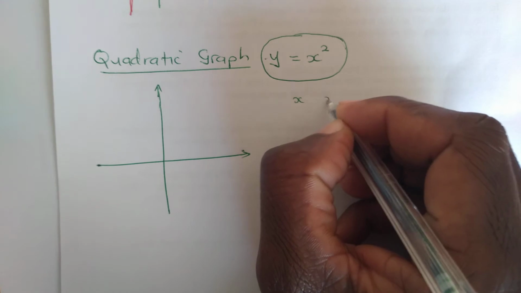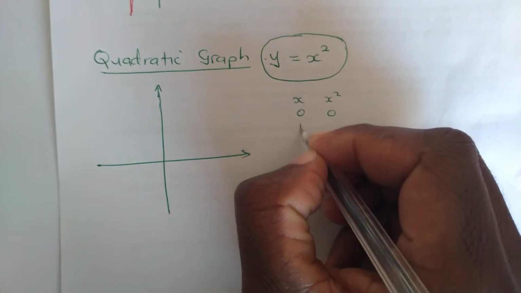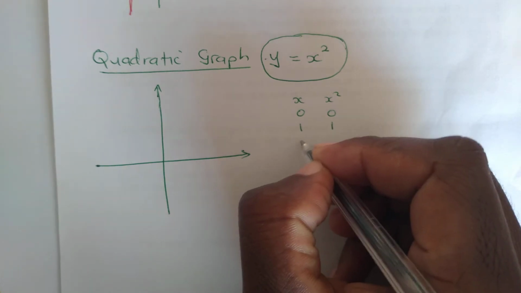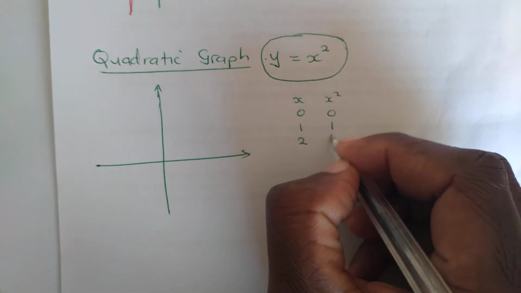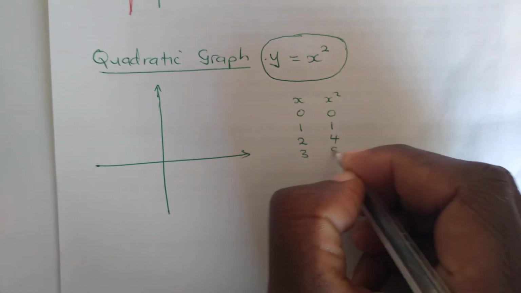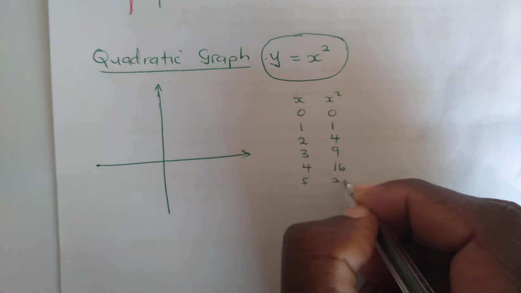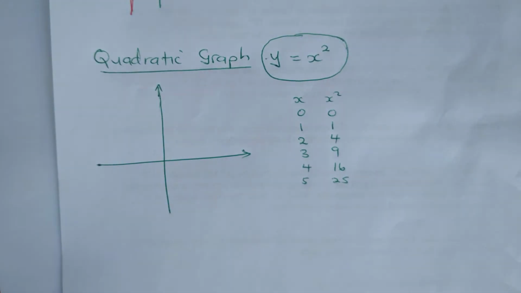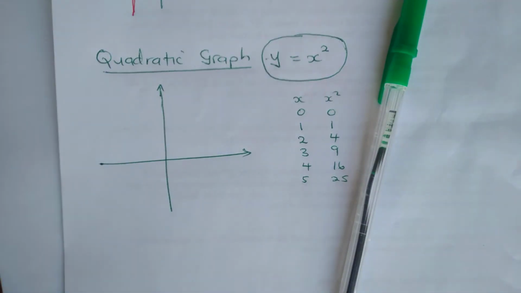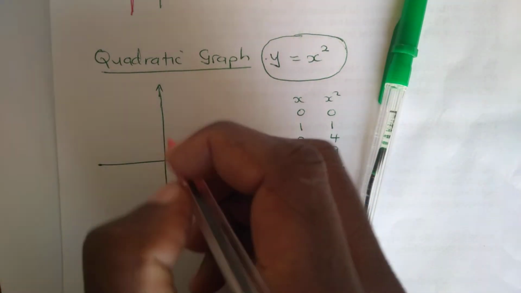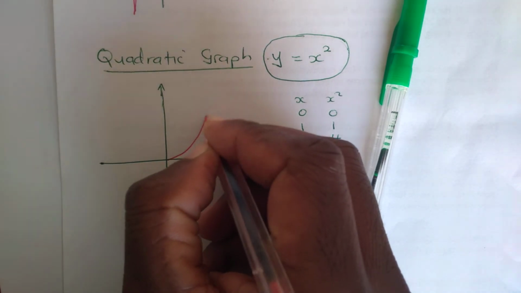If this is your x, this is your x squared. If x is 0, y equals 0; x equals 1, y equals 1; x equals 2, x squared is 4; 3, 9; 4, 16; 5, 25, etc. So the right side of this graph is going to increase with increasing gradient like this.